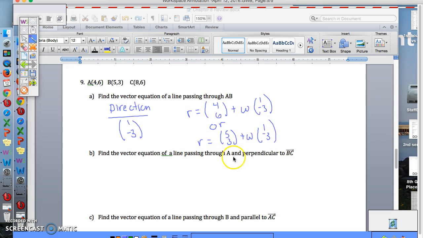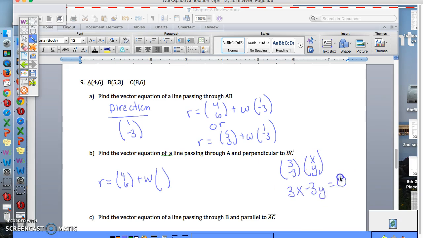So our next one, it passes through A, so that means our position vector has to be 4, 6, and it has to be perpendicular to BC. Well, BC, 5 to 8 is 3. 3 to 6 is negative 3. And it has to be perpendicular. So that means our vector here, that dot product with this has to equal 0. So 3x minus 3y has to equal 0.